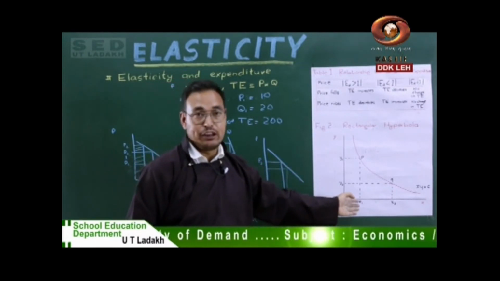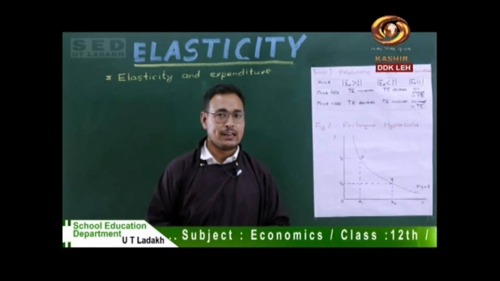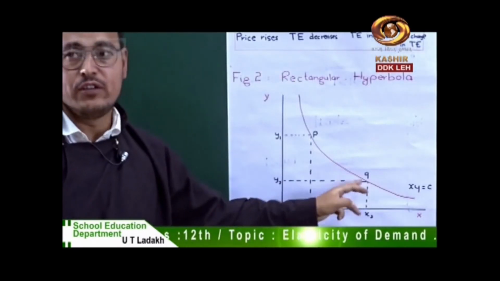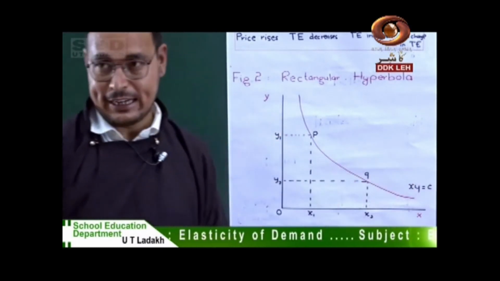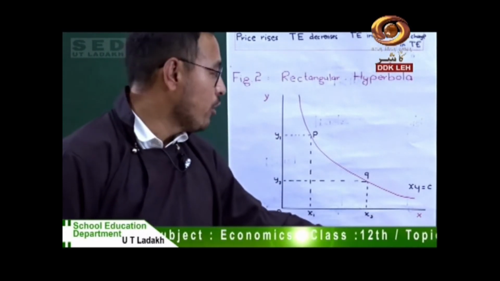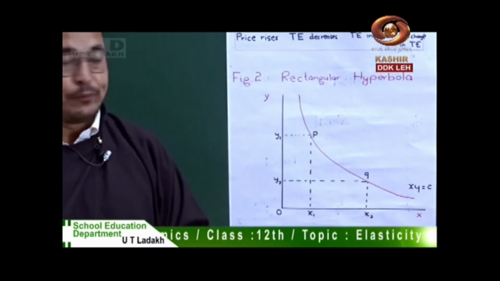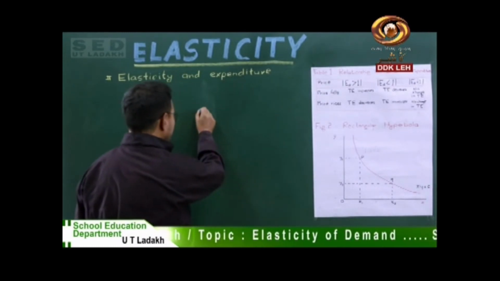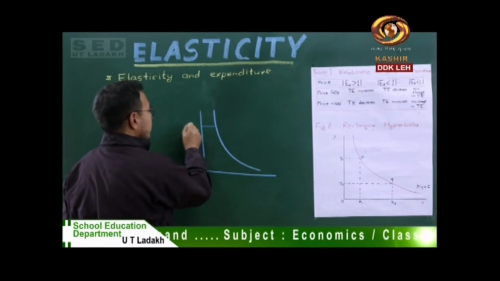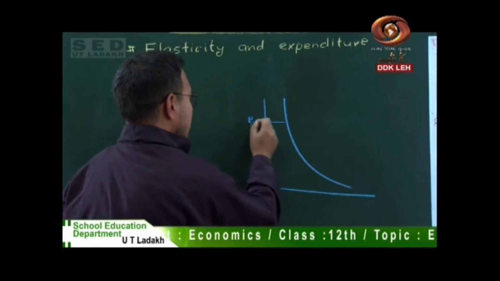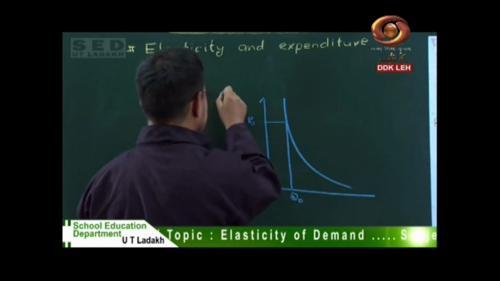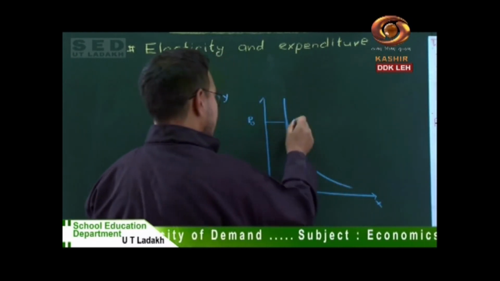The classic case is rectangular hyperbola. So the last portion for today's class is about rectangular hyperbola. Now rectangular hyperbola is a curve which has the property that it has constant expenditure. If I presume the y-axis represents your price and the x-axis represents your quantity, then it always has a constant value of total expenditure. So along a rectangular hyperbola, you always have a constant value of expenditure. Say initially P naught and you have Q naught. Say this is 0, this is your y-axis, and this is your x-axis.